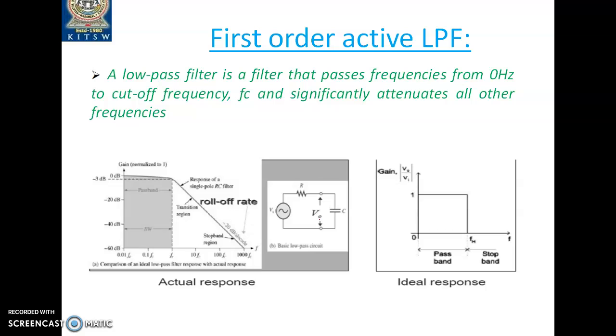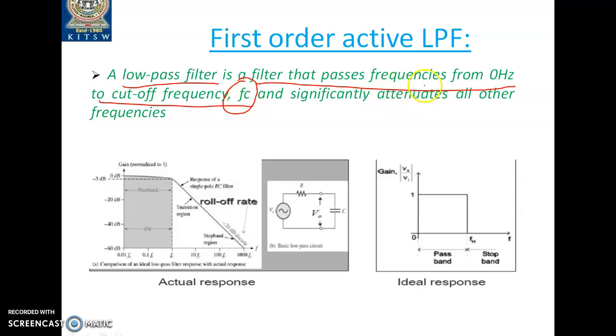See the first order active low pass filter. What is a low pass filter, we already know. A low pass filter is a filter which allows low frequency components and rejects all the high frequency components. The same thing is mentioned in this slide: a filter that passes the frequencies from 0 Hz to the cutoff frequency fC. That is designer specific, because we are designing the filter, so we need to specify at what frequencies we need to allow the signal. This is the cutoff frequency that we need to decide.